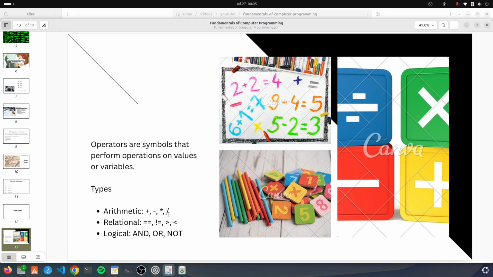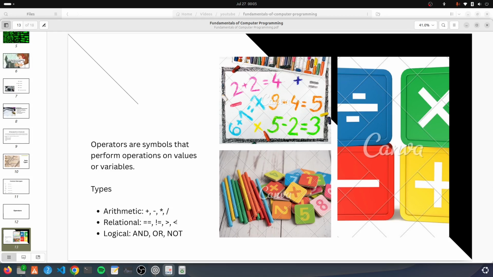And then we have the relational. These operators are used to check for equality, right? So we have the equal to, not equal to, greater than, and then less than. There are several of them. If you start to pick any programming language, you come across several of these relational operators.